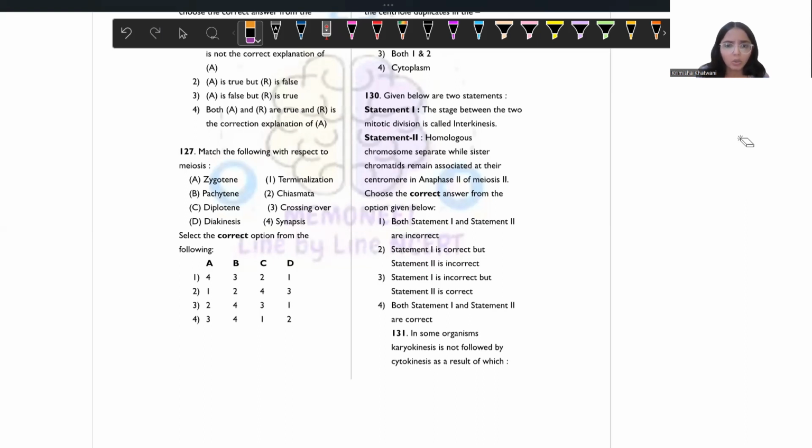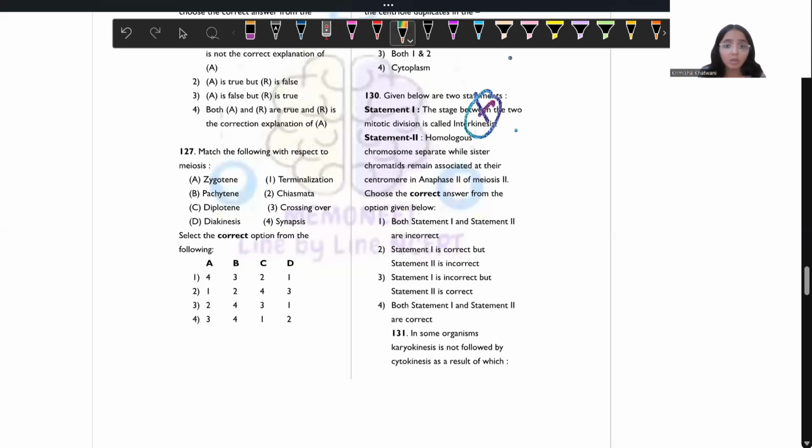Why, I'll tell you. Interkinesis: have you ever heard such a word? The stage between two mitoses is interphase. If you replace phase with kinesis, it becomes wrong. So this is a wrong statement. Now coming to statement number 2.